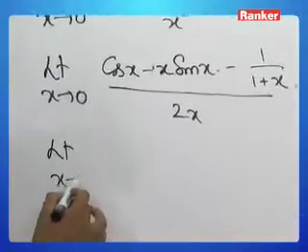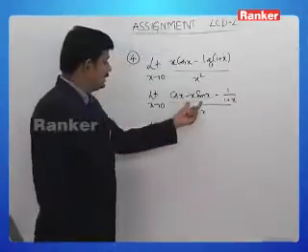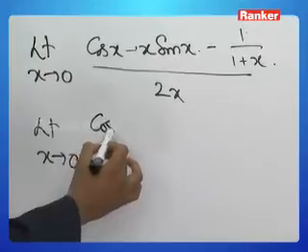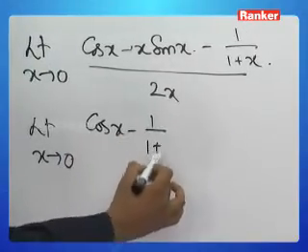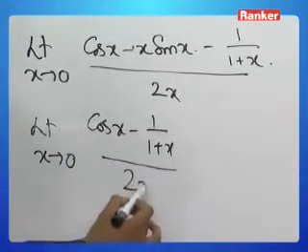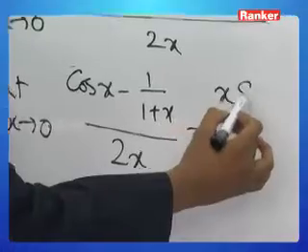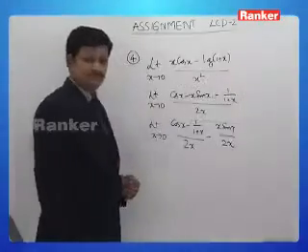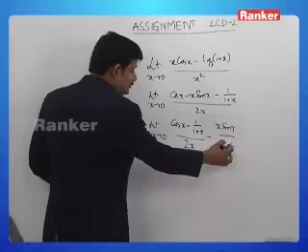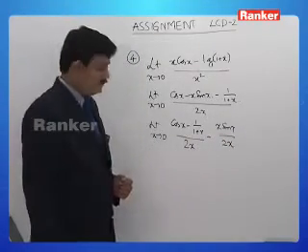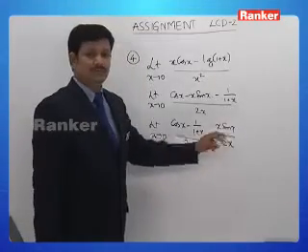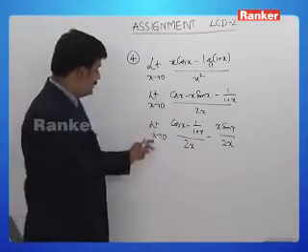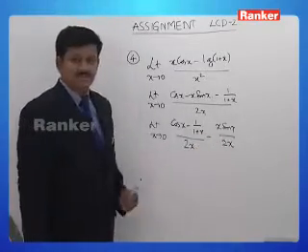Now let us see what this limit is going to be. The limit as x tends to 0, we can separate it out: cos x minus 1 by 1 plus x divided by 2x, minus x sin x divided by 2x. Now x and x you can see get cancelled, and as x tends to 0, sin x also tends to 0. So the limit as x tends to 0 of x sin x by 2x is 0.